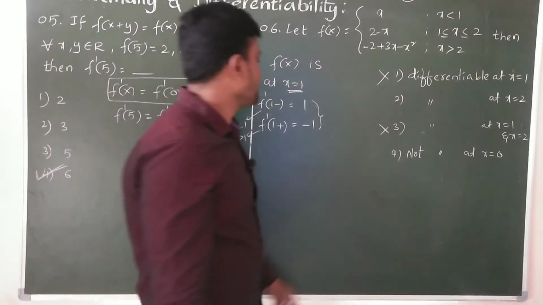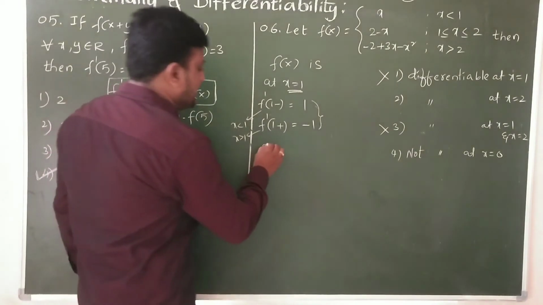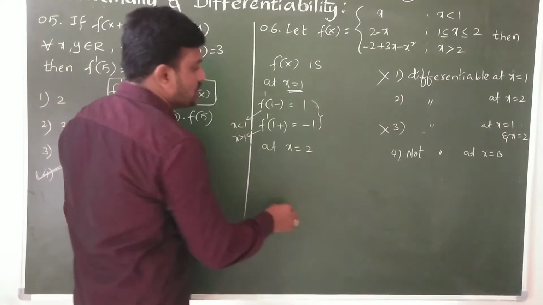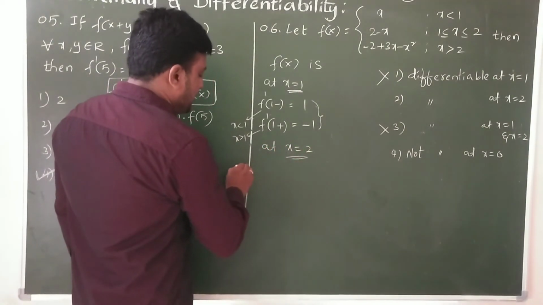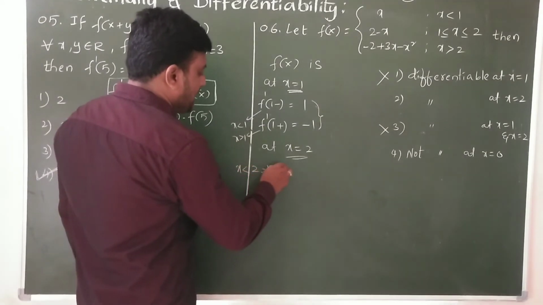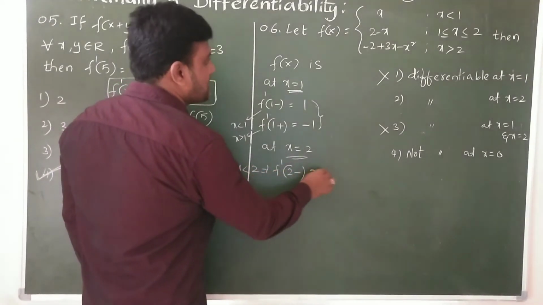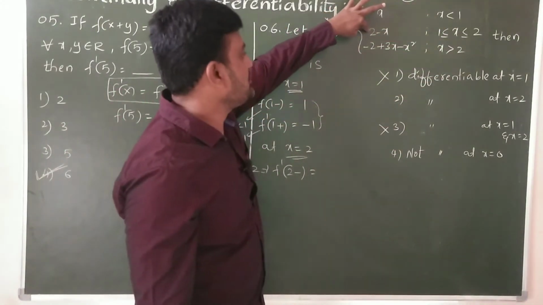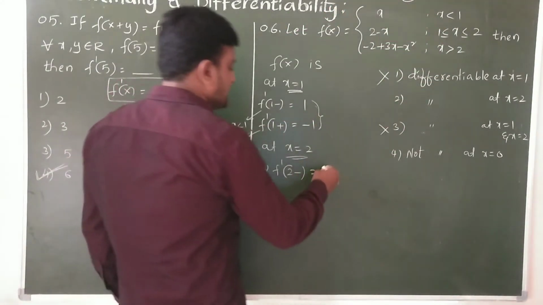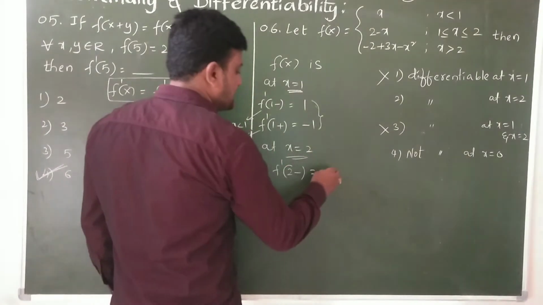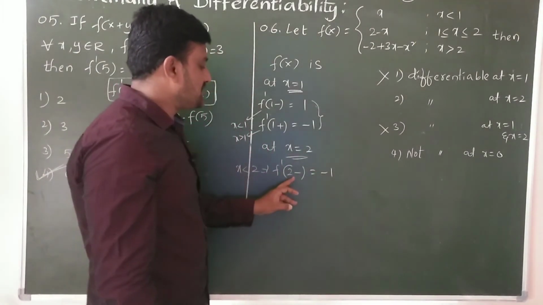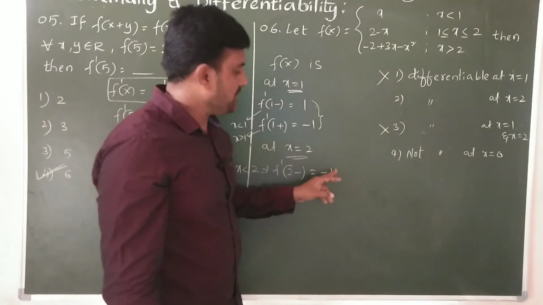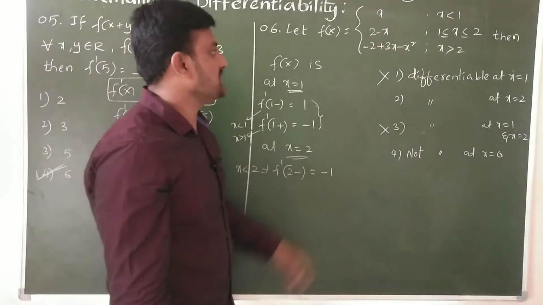Okay. Now let's check at x equals 2. If x is less than 2, f dash of 2 minus, for x less than 2 the function should be 2 minus x. Then f dash of x is minus 1, and at x equals 2 that is also minus 1 because it is a constant.